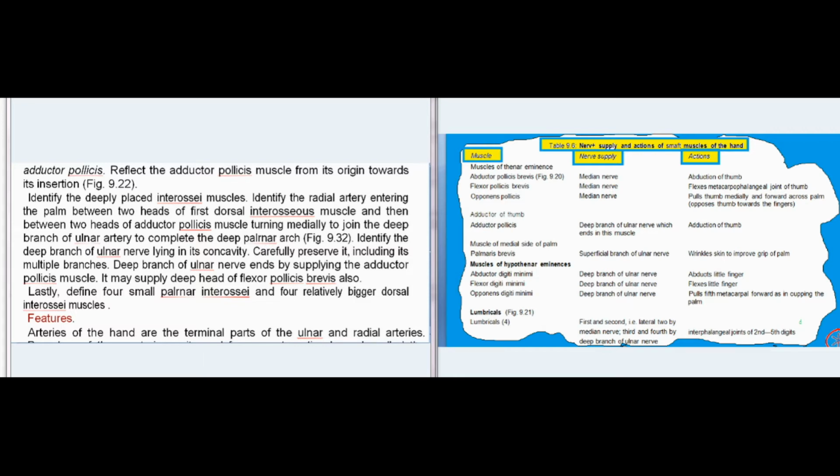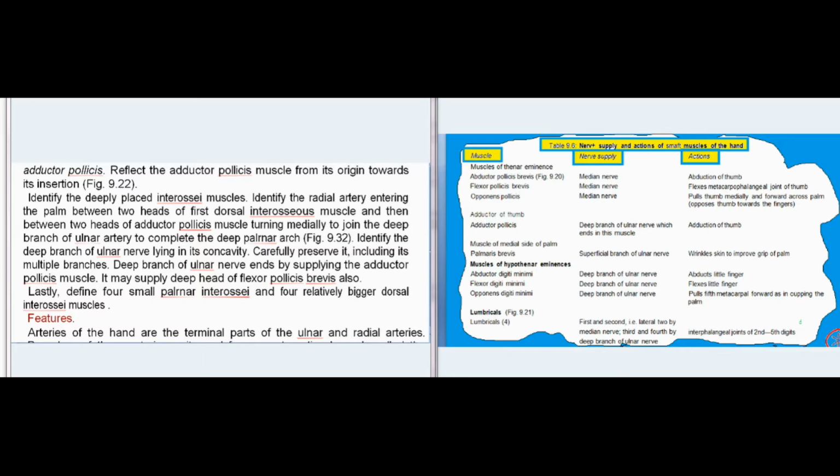Deep branch of ulnar nerve ends by supplying the adductor pollicis muscle. It may supply deep head of flexor pollicis brevis also. Lastly, define 4 small palmar interossei and 4 relatively bigger dorsal interossei muscles. Features.